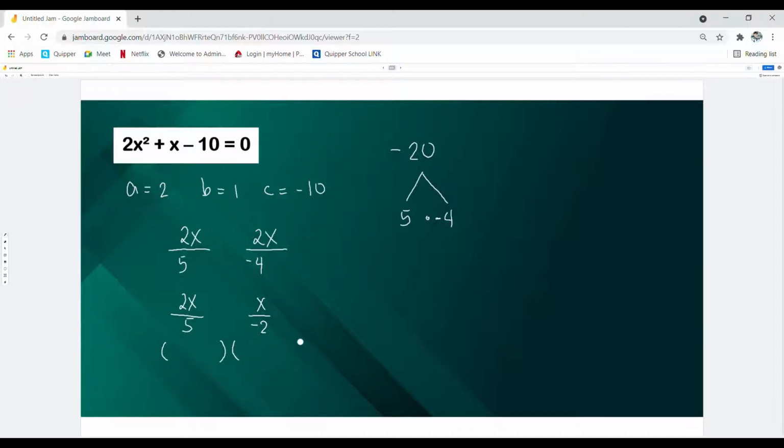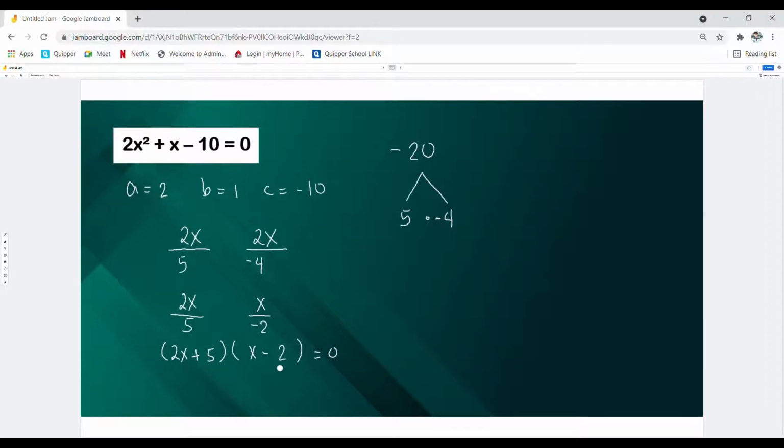So in just 3 counts, if you can do it mentally, then you can have an answer quickly. So you write 2x plus 5 because the denominator is positive, and x minus 2 because the denominator is negative, equal to 0. So these are the complete factors of 2x squared plus x minus 10 equals 0.